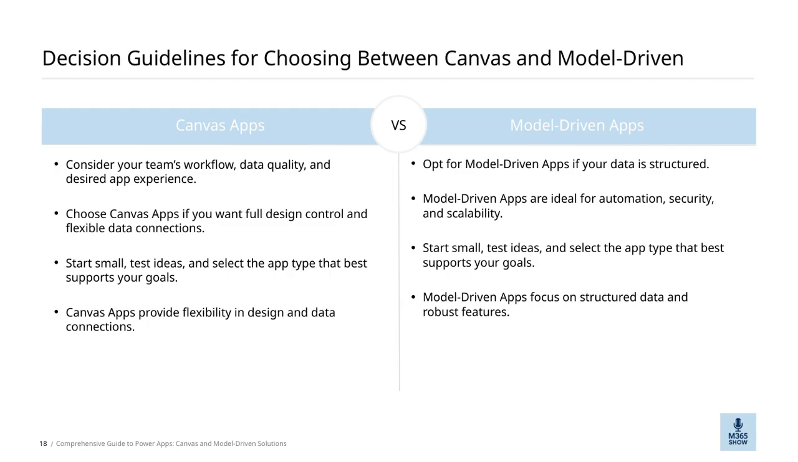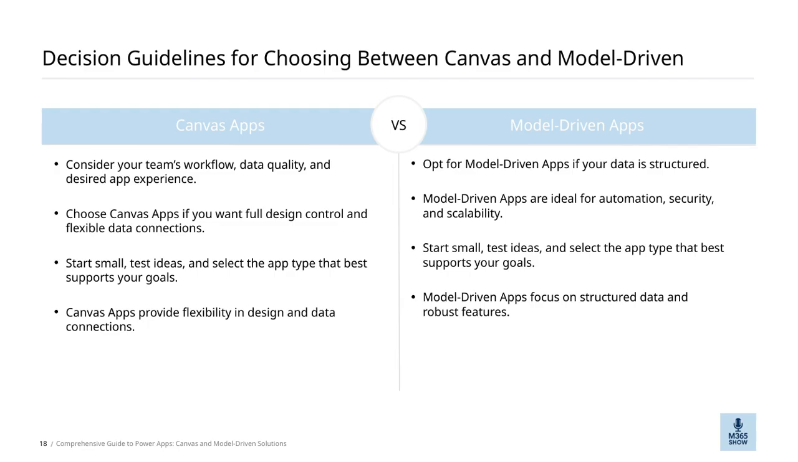Also, think about your team's workflow, the quality of your data, and the kind of user experience you want to create. On the other hand, if you want full control over your app's design and need flexible data connections, Canvas apps are a great option. They offer a lot of freedom to customize the look and feel, and you can connect to various data sources easily. Again, start small, test your ideas, and choose the app type that aligns best with your needs.